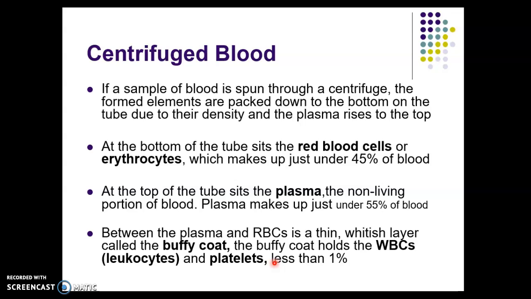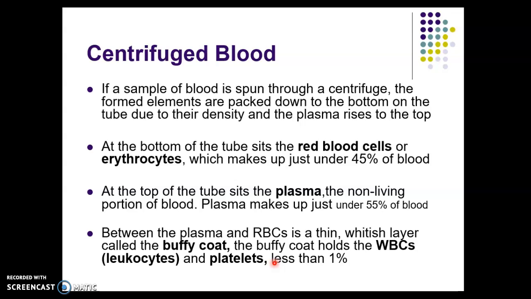So when blood is taken out of a person, what they're going to do with that most times is put it through a centrifuge, and that's a machine that's going to spin the blood and break it down into its different components. When you spin the blood in the centrifuge, the heavier things go to the bottom, and the less heavy things are going to be at the top.